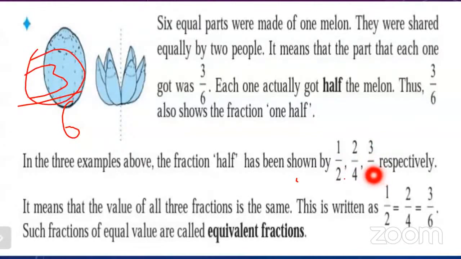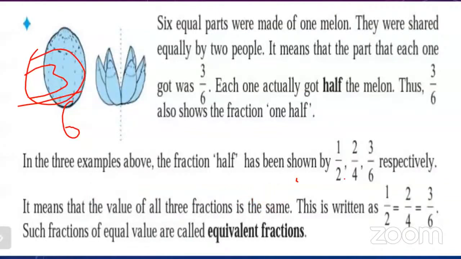Okay, all the 3 examples. In very first, half is given here. In the second example, that is half, 2/4. In the third example, 3/6 respectively. Okay, now it means that the value of 3 fractions is the same. The value of all 3 fractions is same. So this is written as 1/2, 2/4, 3/6. Okay, now such fraction of equal value are called equivalent fraction.